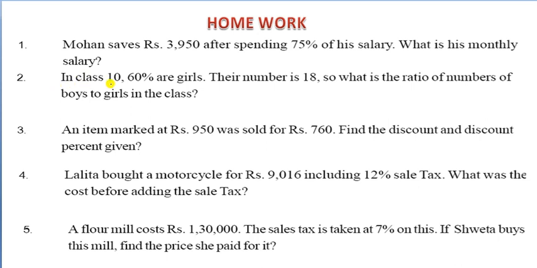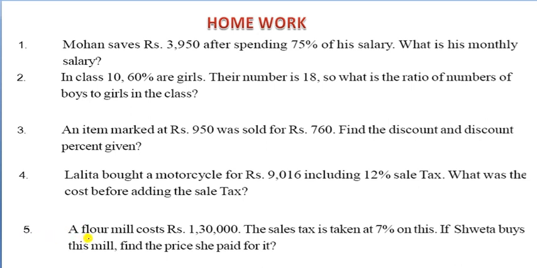Now in a class 10th, 60% are girls, their number is 18. So what is the ratio of the number of boys and the girls in the class? The third one is, an item marked at rupees 950 was sold for rupees 760. Find out the discount and discount percent given. Now fourth, Lalita bought a motorcycle for rupees 9016 including 12% sales tax. What was the cost before adding the sales tax?